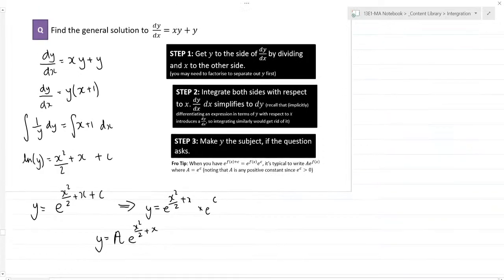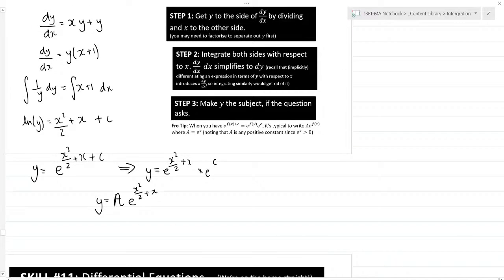Have they given us any values to work it out? No. So that's your final answer. Everybody all right with that? Can us have a thumbs up, thumbs middle, thumbs down? Good.